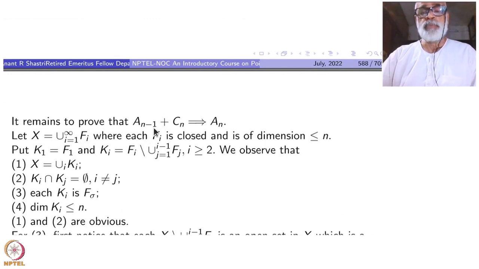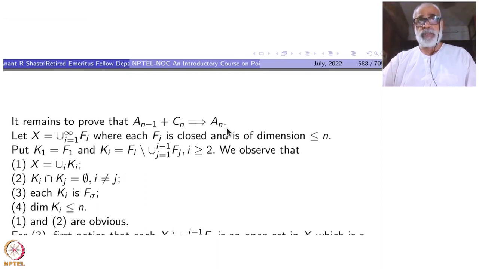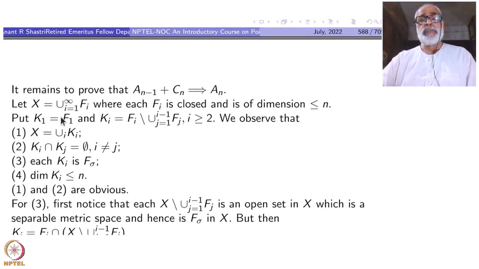Okay. Now it remains to prove that A n minus 1 and C n together imply A n. That will complete the proof of the theorem. So start with X as a union of countably many closed subspaces, where each Fi is closed, and the dimension of each Fi is less than or equal to n. So inductively, let me define these Ki's. K1 is F1, K2 is F2 minus F1, K3 is F3 minus F1 union F2, and so on. Throw away all the earlier sets. So this is the way you have defined K1, K2, Kn, etc.